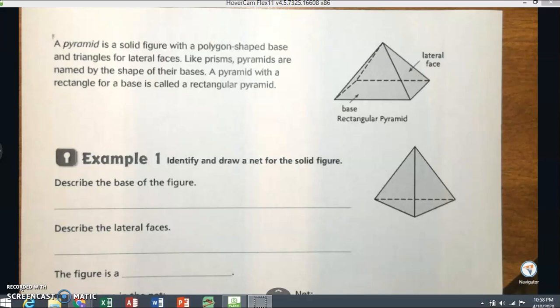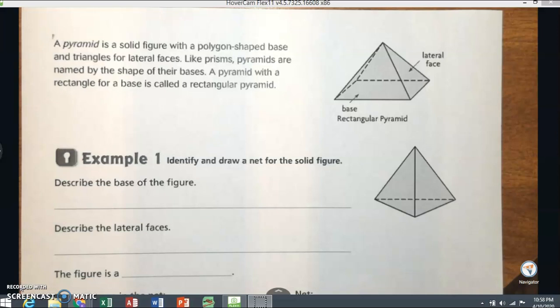Okay, so we're talking about solid figures that are prisms, but we're also going to talk about solid figures that are pyramids. A pyramid is also a solid figure, and it has a polygon-shaped base and triangles for lateral faces. With a prism, we had rectangles for our lateral faces, but for a pyramid, we have triangles for our lateral faces. Now notice it did say that it's a polygon-shaped base, so the type of pyramid you're looking at would depend on what that base is. The ones that we're going to be looking at are square pyramids, rectangular pyramids, and triangular pyramids.